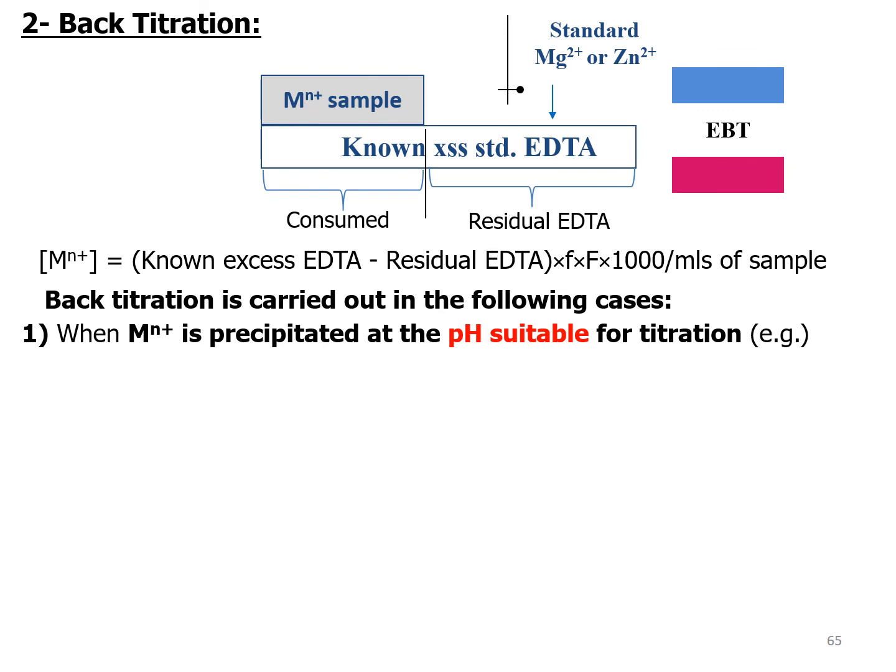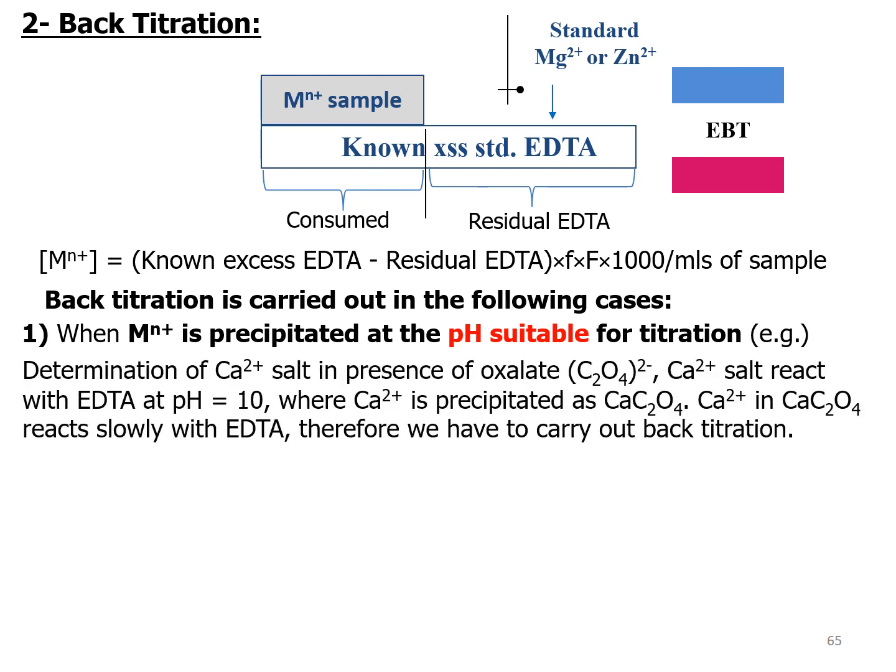So when can we use the back titration? It is carried out in the following cases. The first one is when the central metal ion is precipitated at the pH suitable for titration. For example, if we want to determine a calcium salt in the presence of oxalate, the calcium salt reacts with EDTA at pH 10, where calcium is precipitated as calcium oxalate. So the calcium in the calcium oxalate reacts slowly with EDTA, therefore we can carry out the back titration.